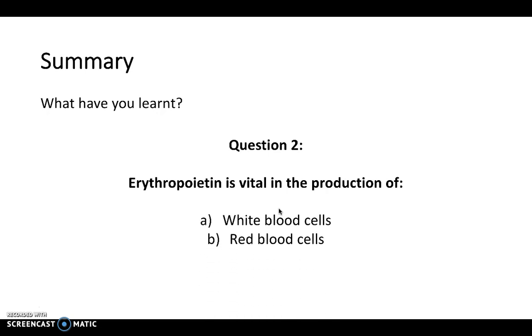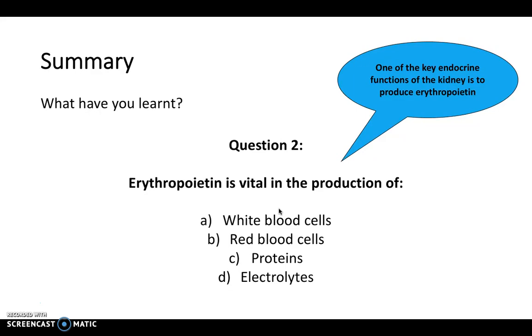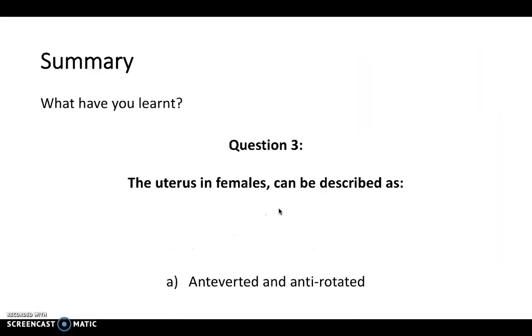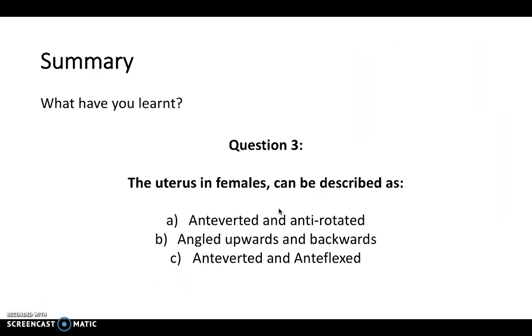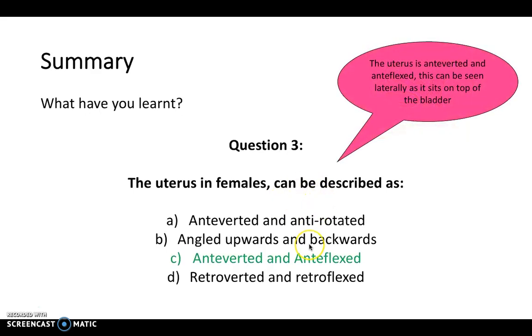Question 2, erythropoietin is vital in the production of what? So remember, erythropoietin is produced from the kidney as one of its key endocrine properties, and it is vital in the production of red blood cells. Question 3, the uterus in females can be described as what? Again, in this simplified picture here, you can see that it's anteverted and anteflexed, lying on top of the bladder from the lateral view.